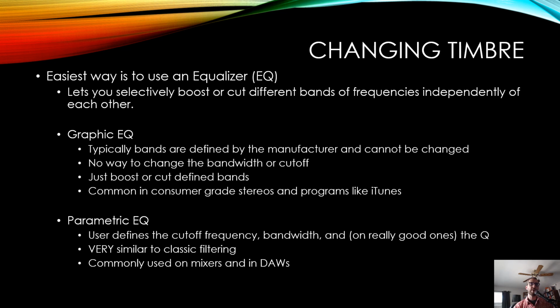So how do you change the timbre? Well, the easiest way is to use an equalizer. This lets you boost or cut different bands of frequencies independently of each other. And there are two primary types that we're going to look at. The graphic EQ, which typically has bands defined by the manufacturer and cannot be changed. You can't say, oh, I don't like that we go from 130 hertz to 160 hertz. I want to go to 150 hertz. You're stuck with that. There's no way to change the bandwidth or the cutoff of any of those bands. You can just boost or cut the predefined bands.